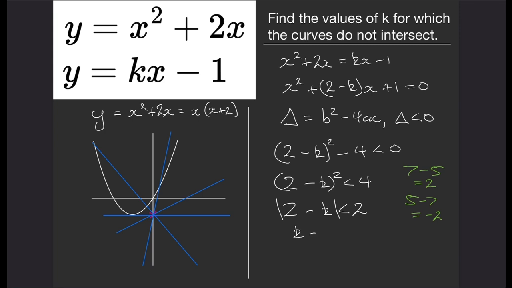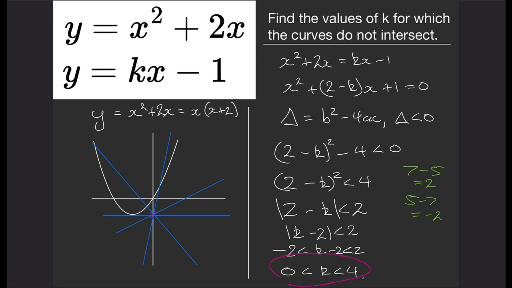We'll have the modulus of k minus 2 is less than 2. And now we can split that modulus into two separate inequalities, but we can write it as one inequality, i.e. having a minus 2, which is less than k minus 2, which is less than 2. And now we can add 2 to both sides, or to all three sides even, and end up with 0 is less than k, which is less than 4. And this then will be our final answer.